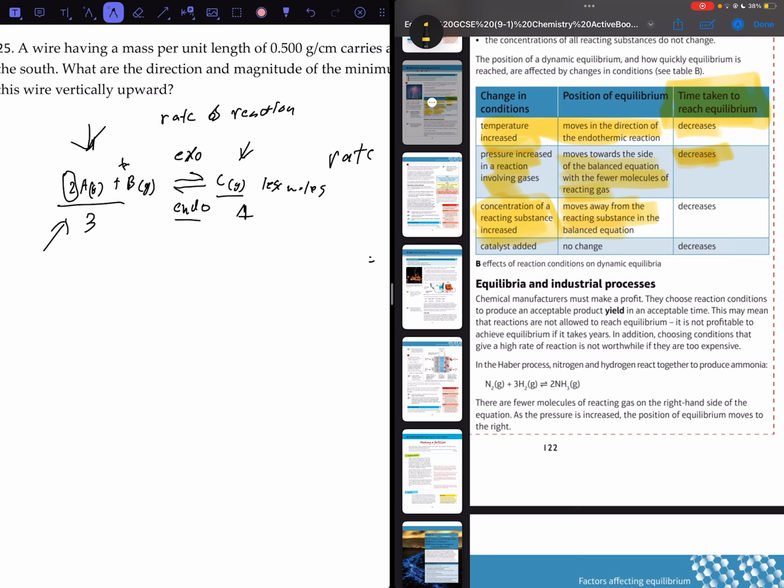And obviously, if you add to the concentration, you're adding to the amount of particles, so more collisions can happen. Therefore, rate of reaction increases and time taken to reach equilibrium decreases. And that is basically equilibrium.